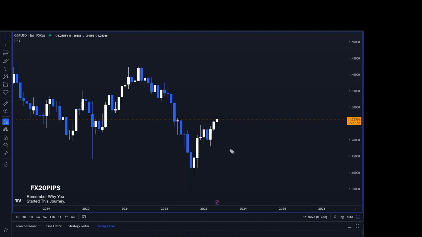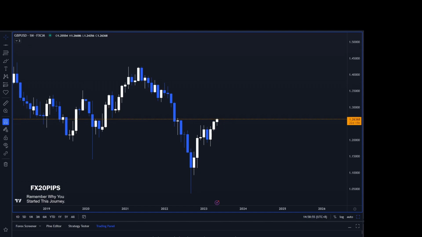Now, this was the low when Liz Truss was the prime minister. She made some economic decisions, and it soon recovered, and it's still going up. So the last 3 months are all bullish candles.